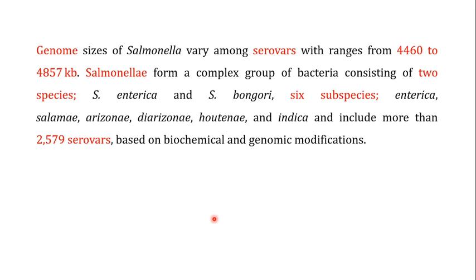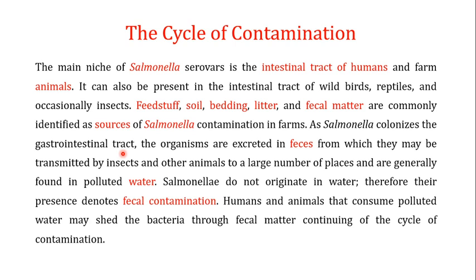peritrichous flagella. Now, the genome size of Salmonella varies among the serovars, with a range from 4460 to 4857 kb, and Salmonella form a complex group of bacteria consisting of two species. One is known as Salmonella enterica and the other one is known as Salmonella bongori. It has got 6 subspecies and more than 2579 serovars based on biochemical and genomic modifications.